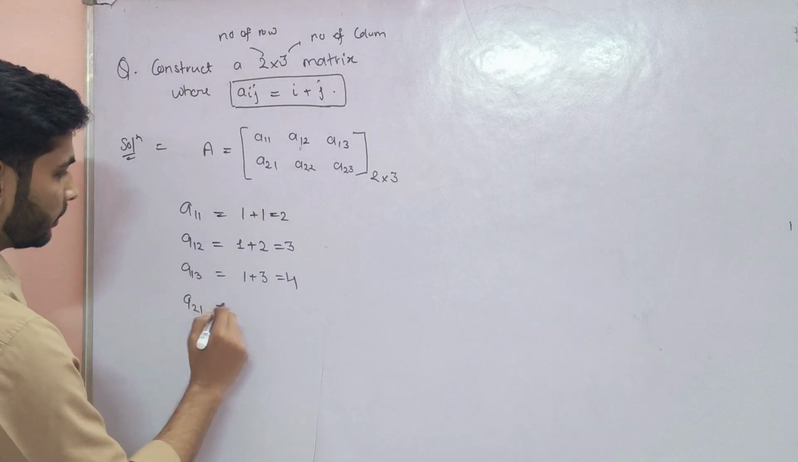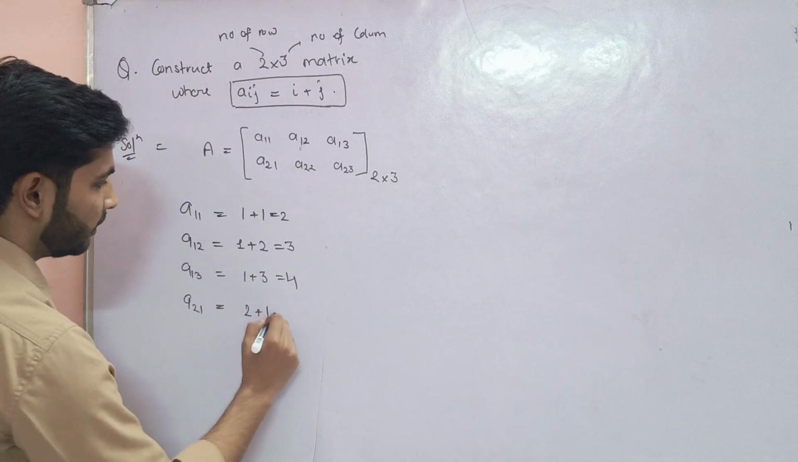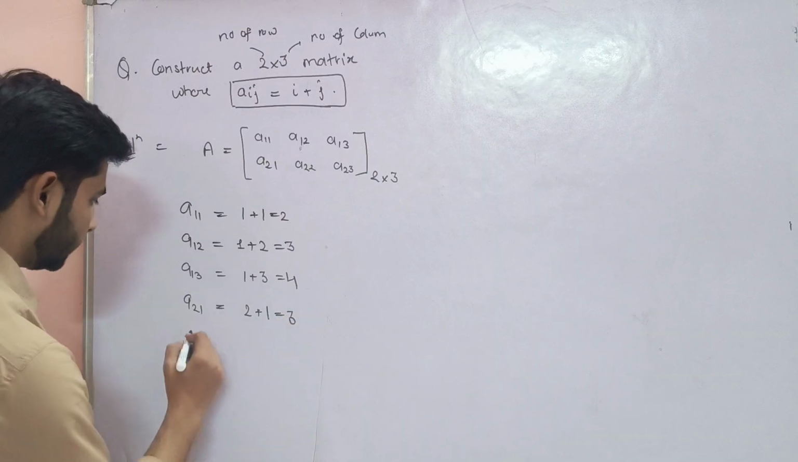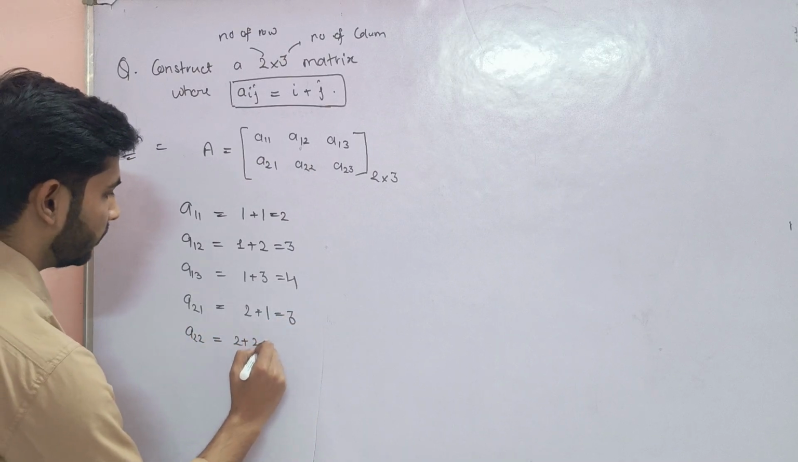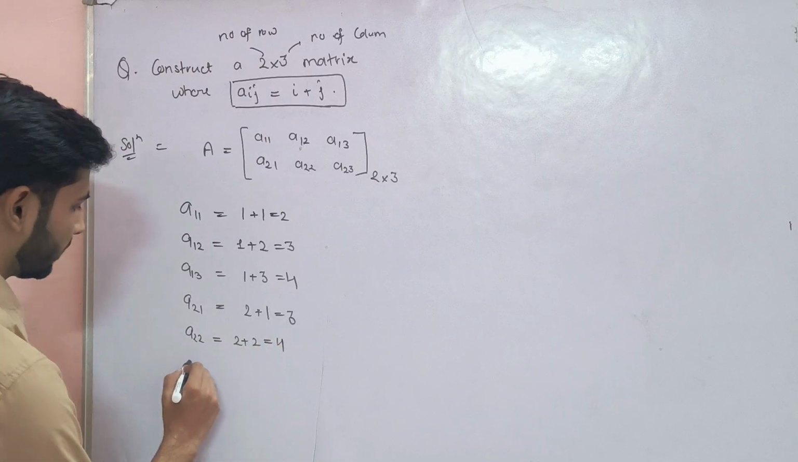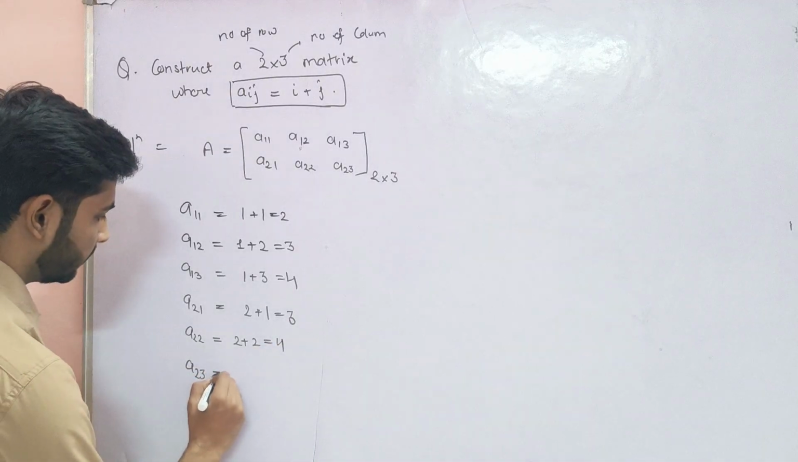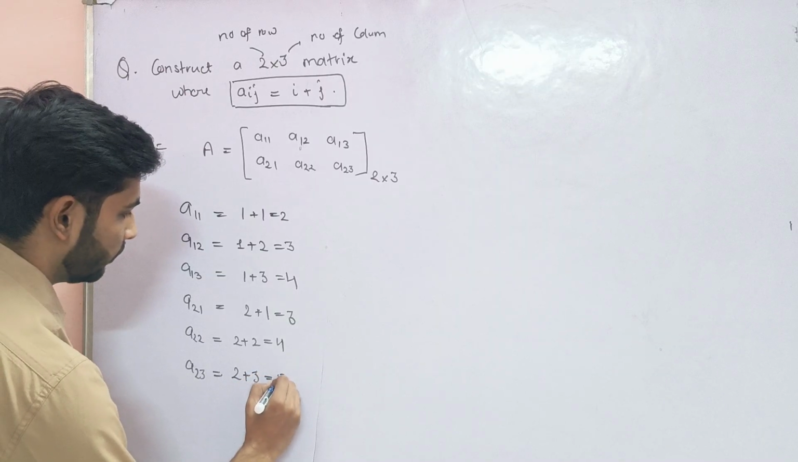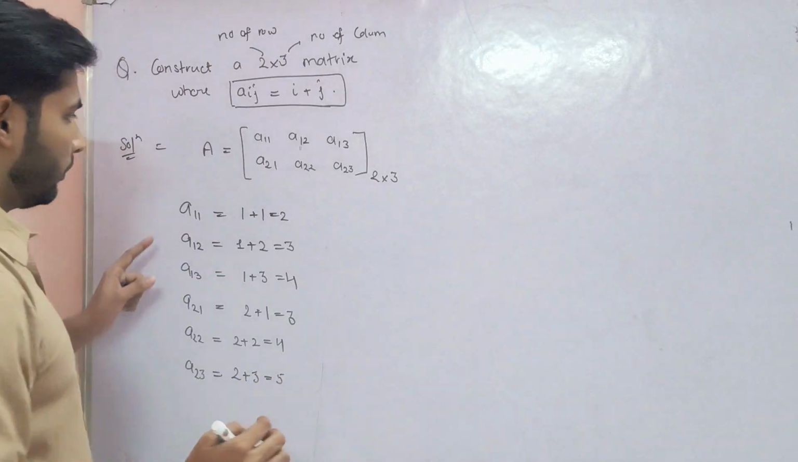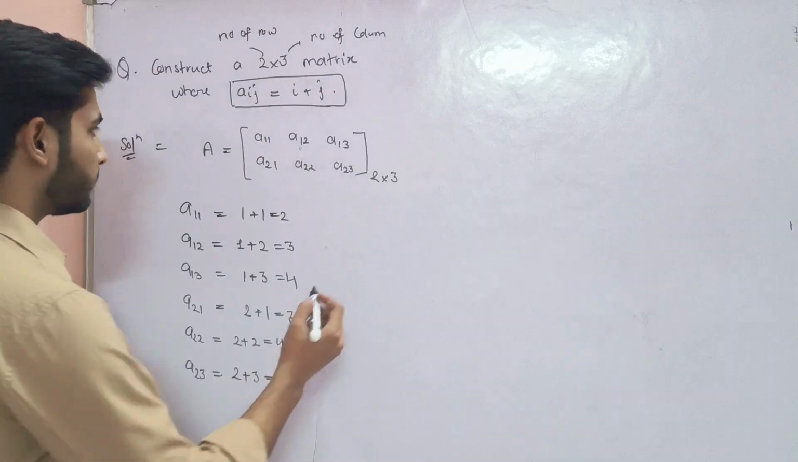A21: 2 plus 1 equal to 3. A22: 2 plus 2 equal to 4. A23: 2 plus 3 equal to 5. So we know all the elements.